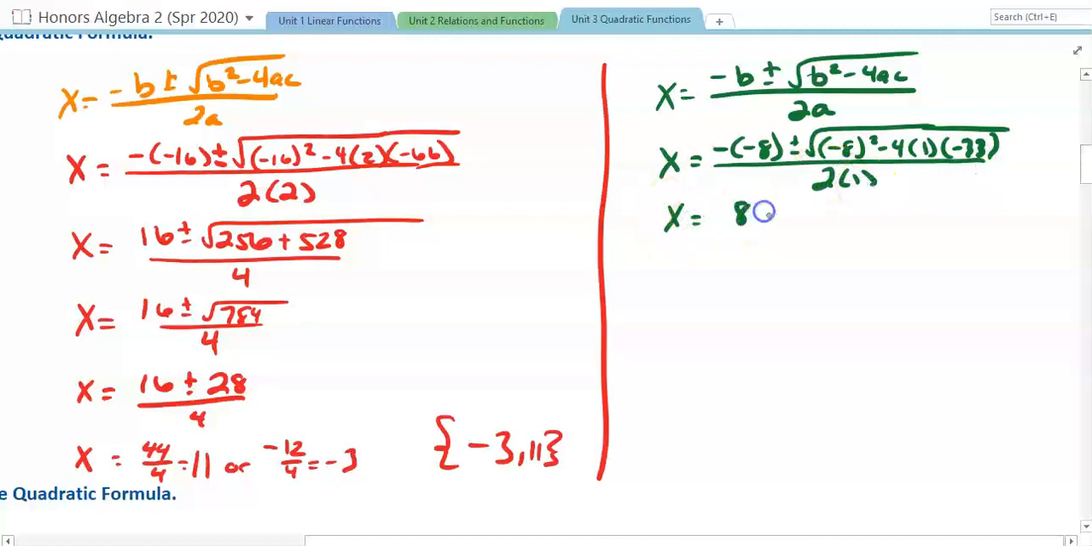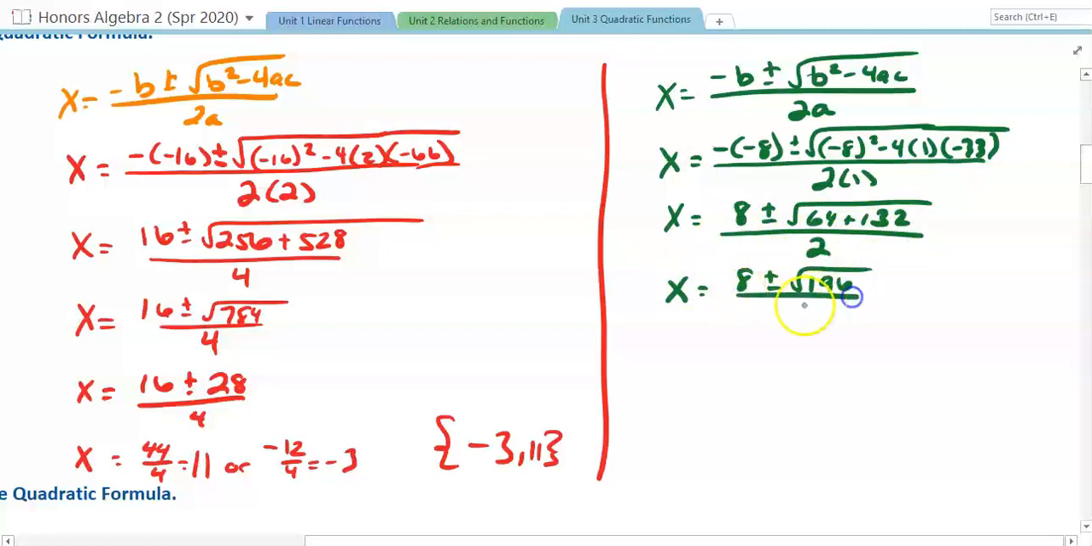So x is equal to 8 plus or minus the square root of 64. 4 times 33 is 132. And so we're going to get plus 132 all over 2. And so x is equal to 8 plus or minus the square root of 196 all divided by 2. Now this square root's a little bit easier, right? Because the square root of 196 is 14. Maybe you know that one a little bit better than the square root of 784 being 28. But look at that. 28, 14, something going on here.